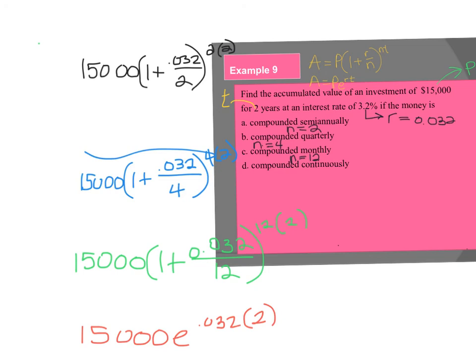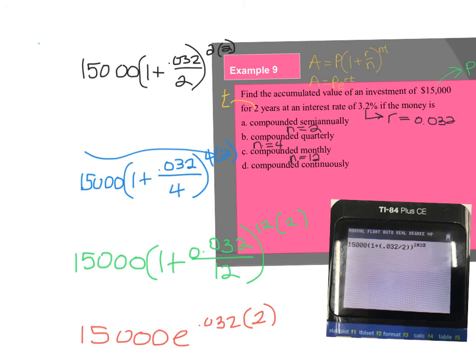Be careful how you type this in. So it should be 15,000, sorry. Open your parentheses. 1 plus, open your parentheses again, 0.032 divided by 2. Close your parentheses, close them again. And then raise to either the 2 times 2, or you could actually do that math and make it 4. So this is how you want to enter it into your calculator. Again, make sure you're careful with the parentheses, because one little mess up and that number comes out wrong.